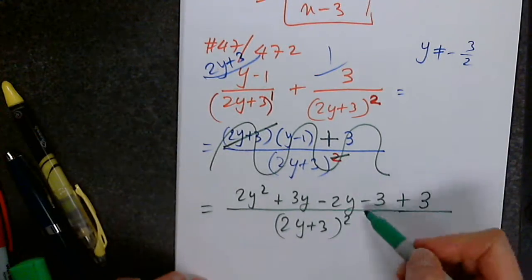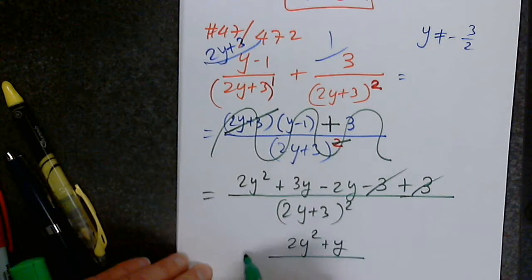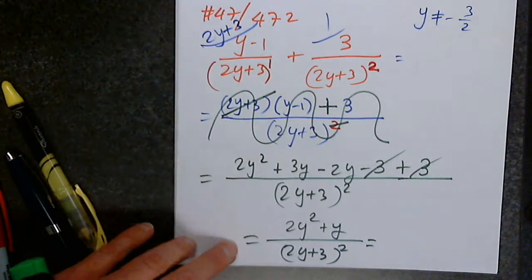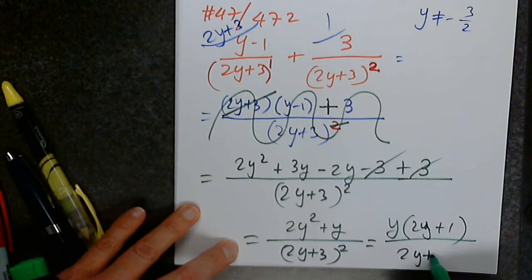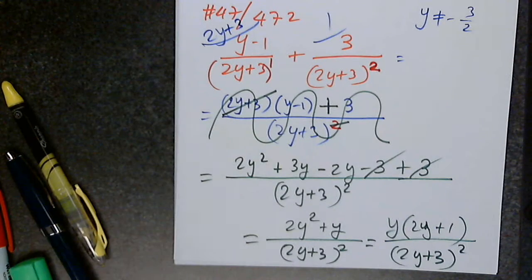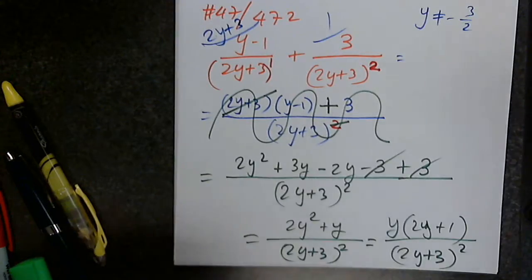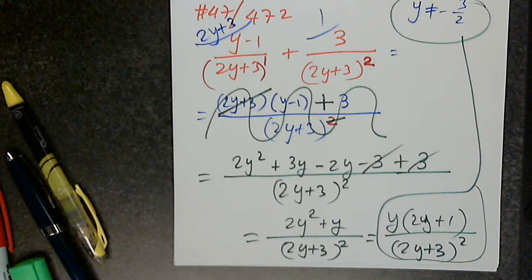Of course, now I have to combine like terms, and these two go away. And then I have 2y squared plus y over (2y plus 3) squared. I recommend, although it doesn't take us anywhere, pulling out the y and completely factoring the top. Although you cannot go any further, it is wise for the next class and the next step in math. It's a good idea to remember to factor the top at the end. So this addition simplifies to this, but with only one condition: y does not equal negative 3/2, ever.